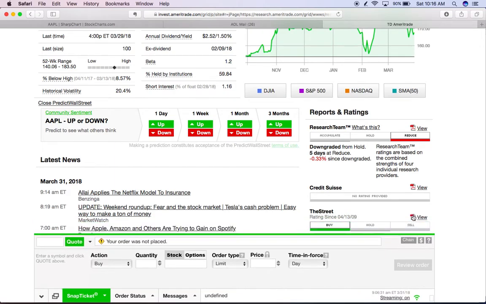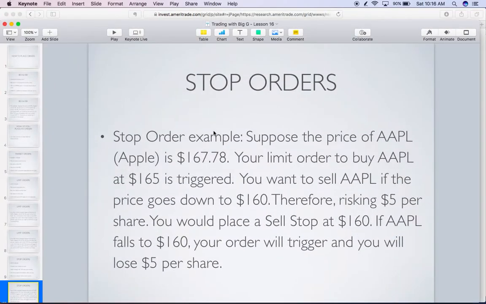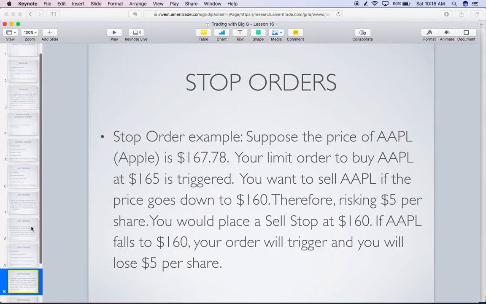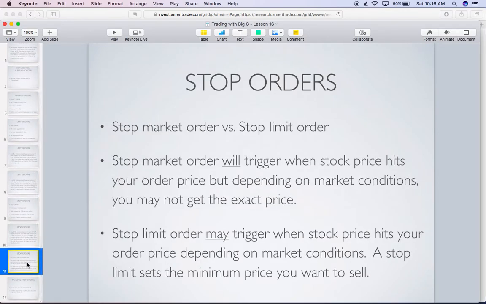Now, what's the difference in stop market orders and stop limit orders? Good question. A stop market order will trigger when the stock price hits your order price, but depending on market conditions, you may not get the exact price. A stop limit order may trigger when your stock price hits your order price, depending on the market conditions. A stop limit sets the minimum price you want to sell.